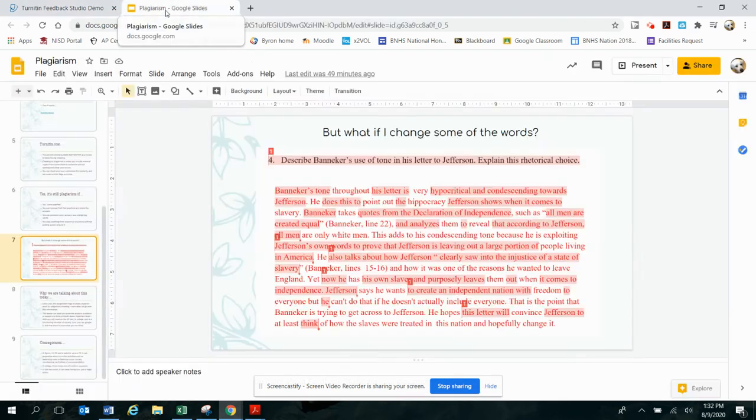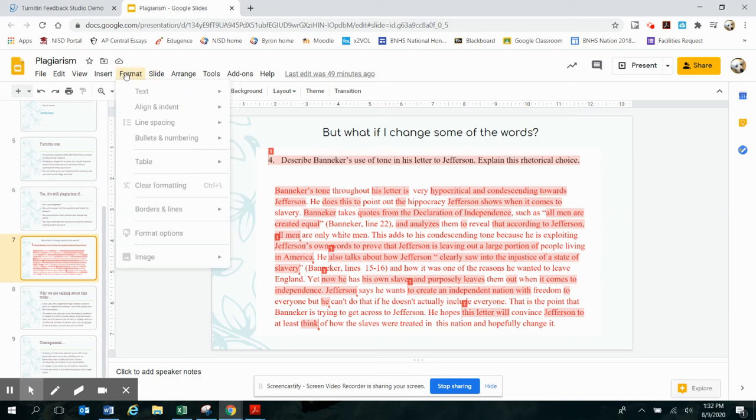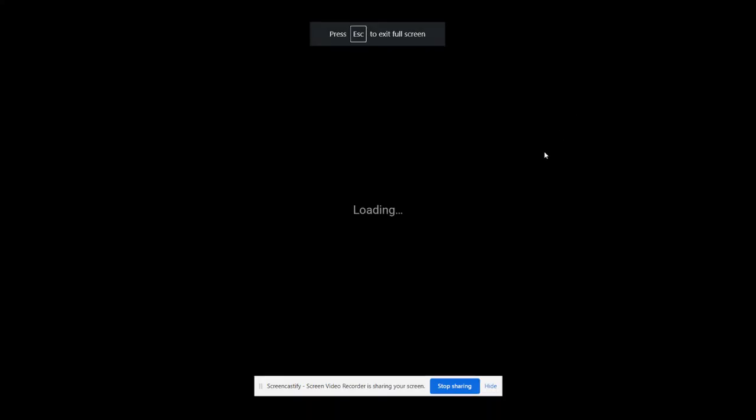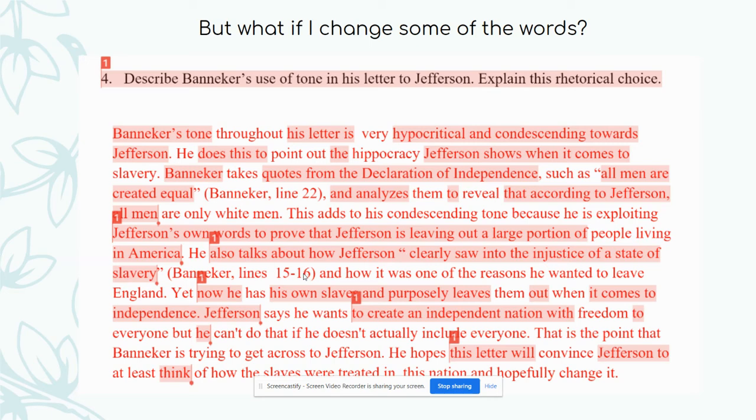What I mean by that is, for example, here in this one, this is an example from a student who had done their Declaration of Independence questions. And what the student had done was they had some quoted material. So here I see quotes, a citation, looks great. But a lot of this text is the same, and only certain words have been changed. So Banneker's tone throughout his letter is very hypocritical and condescending. What that tells me is this student used someone else's, and maybe they added the word very here. Maybe they changed throughout from in his letter.